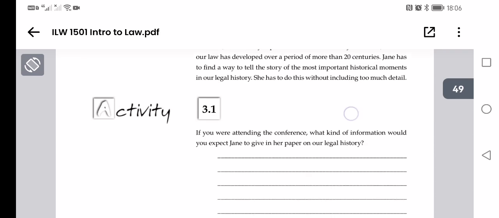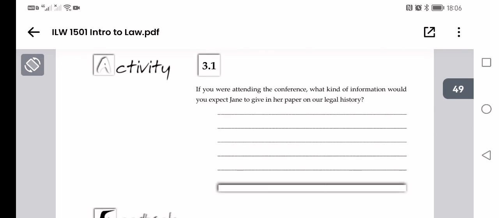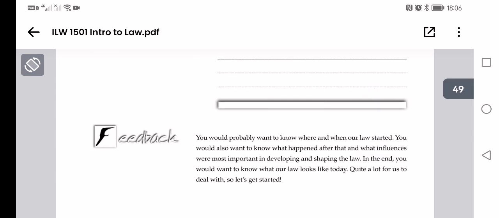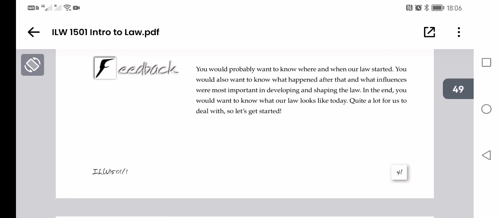Activity 2.1. If you were attending the conference, what kind of information would you expect Jane to give in her paper on our legal history? Feedback. You would probably want to know where and when our law started. You would also want to know what happened after that and what influences were the most important in developing and shaping the law. In the end, you would want to know what our law looks like today.